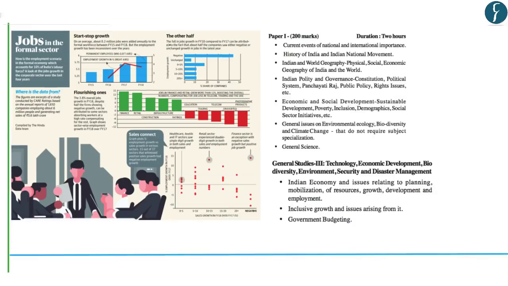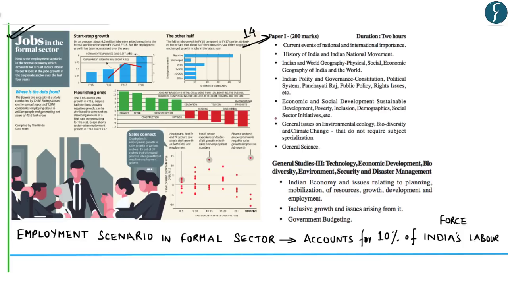The next news appears on page number 14 as a data analytics with respect to jobs in the formal sector, where the employment scenario in the formal sector accounts for roughly 10% of India's labor force. In your prelims examination, this topic forms a part of economic and social development, whereas in your mains, this forms a part of GS paper 3 under Indian economy.